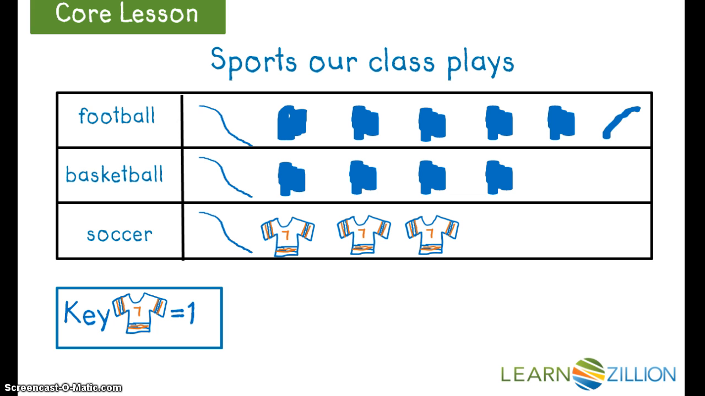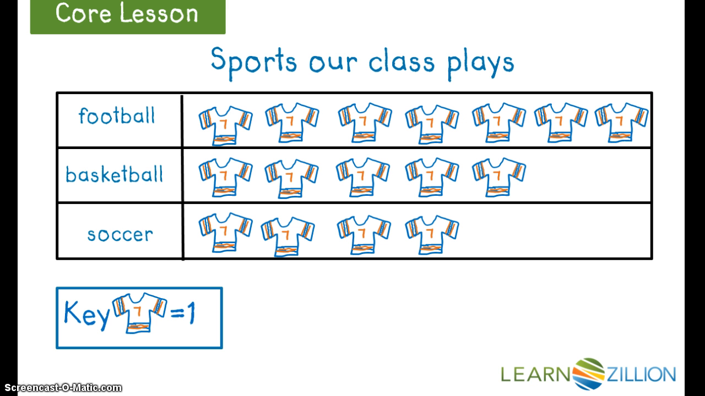Now obviously the images here on the football aren't coming out exactly, but I know that each one of those represents a shirt. So how many people voted for football? 1, 2, 3, 4, 5, 6, 7. What about basketball? Go ahead and count. 1, 2, 3, 4, 5. And finally, our last sport is soccer. 1, 2, 3, 4. Alright, so now we can ask some questions about our graph.